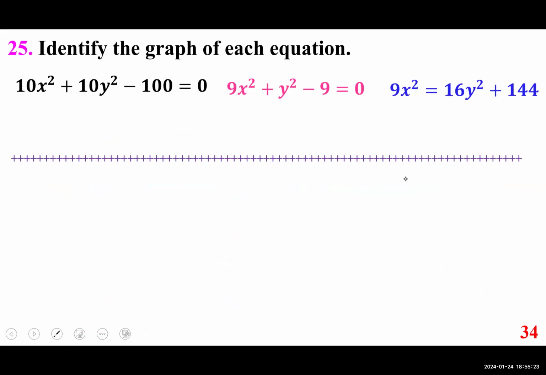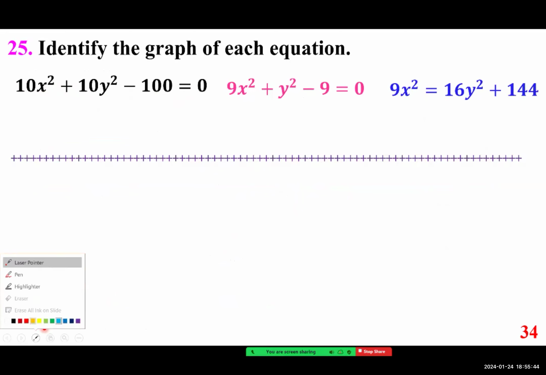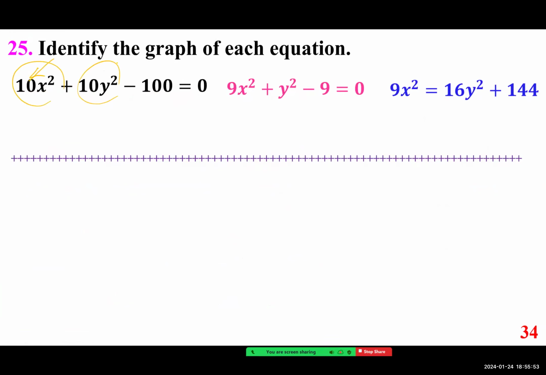Identify the graph of each equation. Well, if we put them in standard form, we know what we have. But if you want to identify it quickly without doing much, here's how you look at it. When x squared and y squared are on the same side, if they both have identical coefficients, the coefficients are the same, equal coefficients, it's a circle.